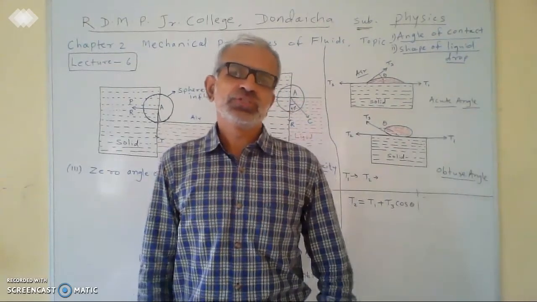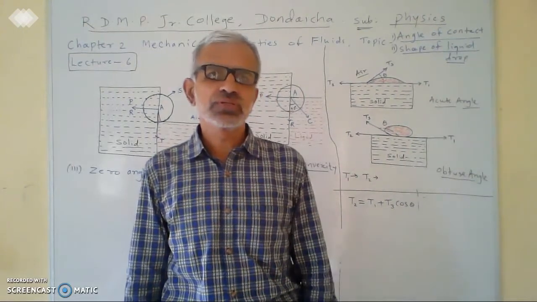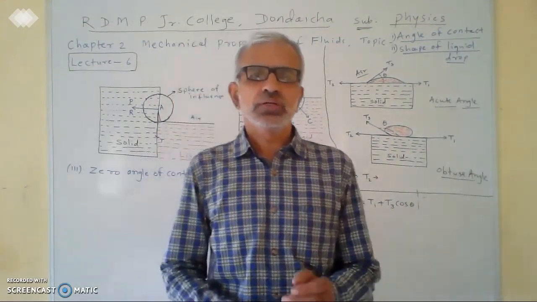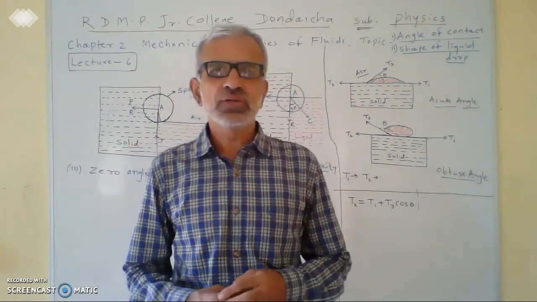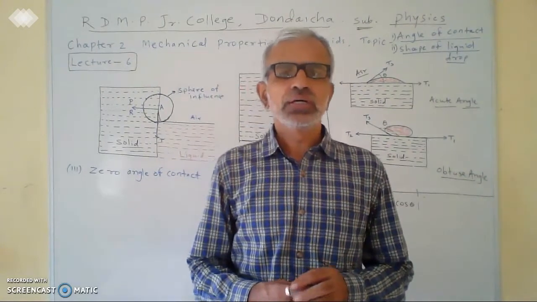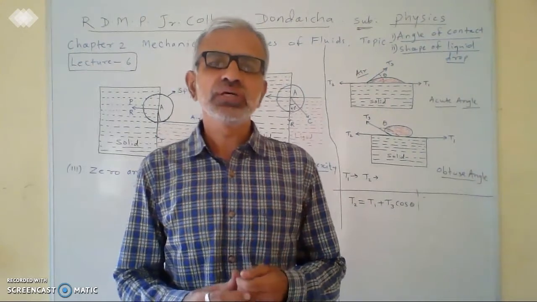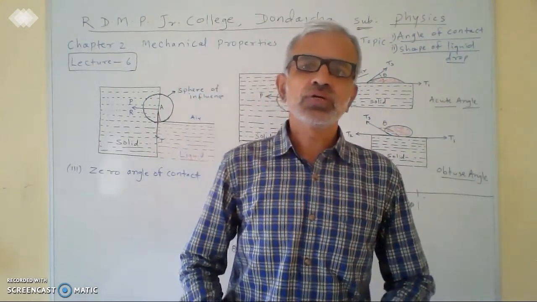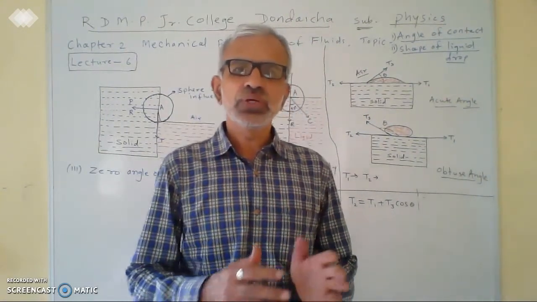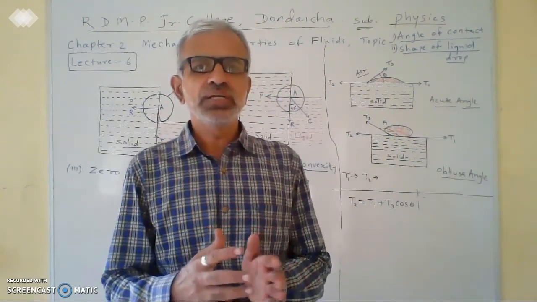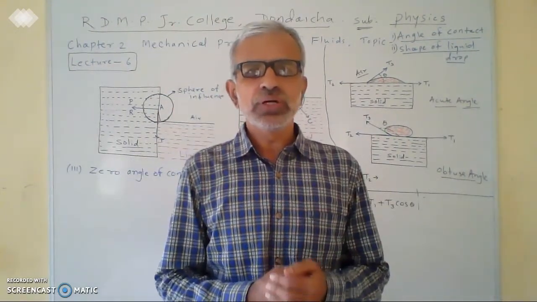Namaste dear students. We have started chapter number 2, Mechanical Properties of the Fluids. In that chapter, we have seen angle of contact in lecture number 5, and in that lecture number 5, we have seen the explanation of the convex meniscus, explanation of the concave meniscus. Now we continue that part here and we explain the zero angle of contact.